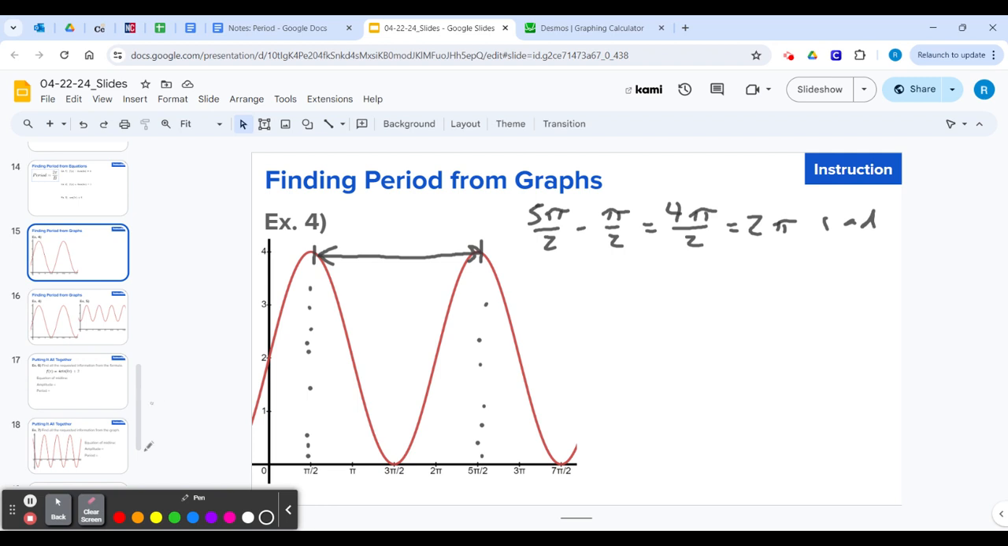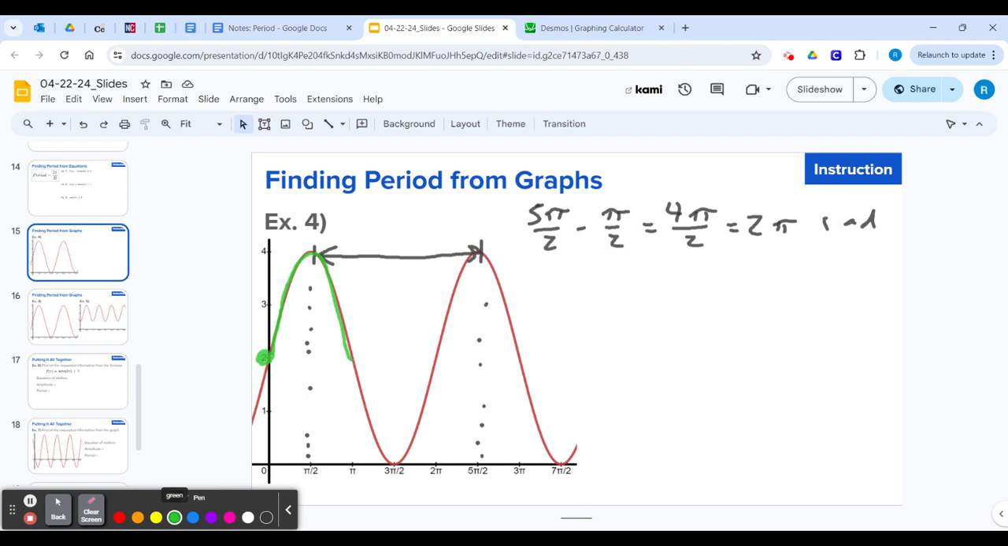However, we can probably more quickly find this by tracing one full rotation. I'm going to do this one in green. If I find my starting point, so at 0 degrees, at 0 radians, it looks like I'm at 2. This conveniently is where my midline is at, but if I trace my graph, the graph goes up, goes down, it goes back to the start.